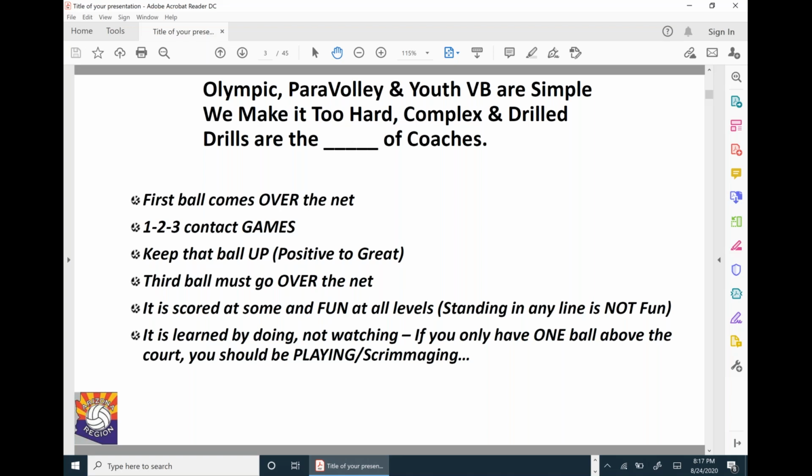It's scored at some fun level, and that's another thing about practice. Remember, we're talking about now, how do I design an optimal practice? Well, I can tell you from this slide, one of the mistakes I made as a young coach was I didn't keep score in my games or my drills, what are game-like drills. We'll talk about drills in a little bit too, but if you notice, it says drills are the blank of coaches. Well, in my humble opinion, the answer to that is drugs.